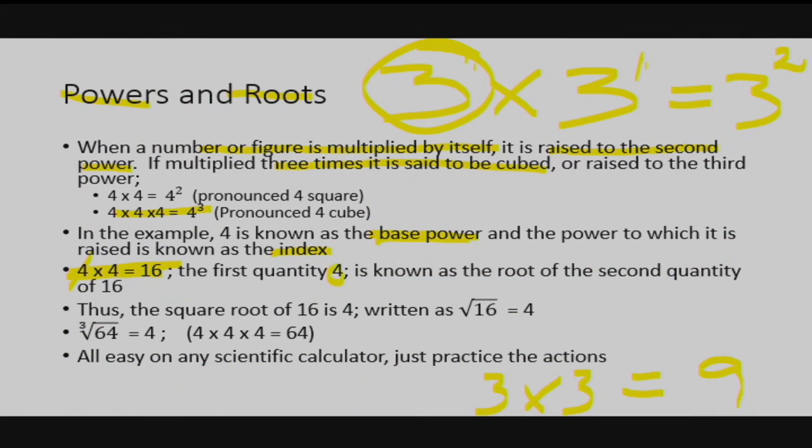So they say the first quantity is known as the root. Okay, so the base is the root of the second quantity. What's the second quantity? Of 16. Now they've changed the word again, and they say, hey, when we have 3 times 3 is 9, then this first one is the root.